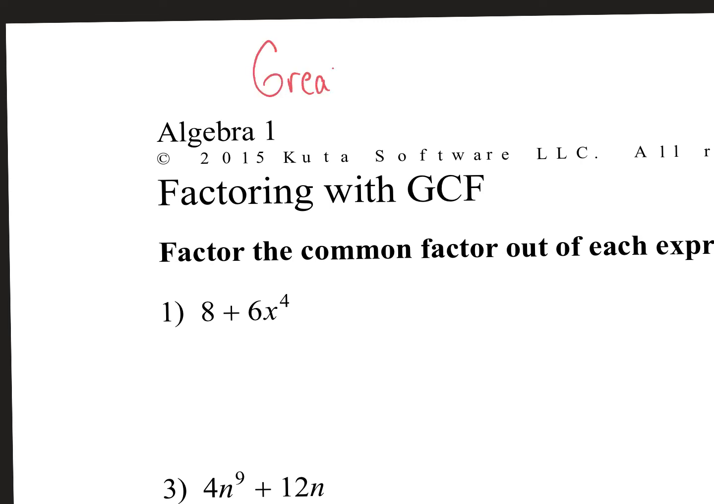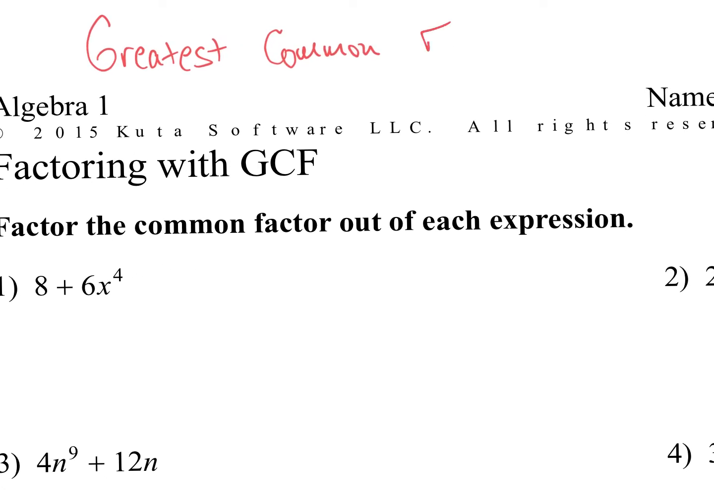Just write it. Greatest common factor. And it can be a letter or what? Number. Or a number. It can be both. You always want to take out the highest number, the biggest number that they have in common, and also the most amounts of letters that you can. I'll show you what I mean by that in a second.